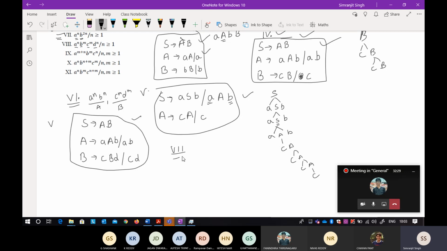The seventh question is a raised to power n, b raised to power 2n. Again n is greater than or equal to 1, so do not include epsilon in that. Just take a little care about it. Now what you do, you just take the starting symbol. You can do it in the starting symbol because we have already done a raised to power n and b raised to power n in the starting symbol. The only one thing included in the starting symbol will be b and another b. If you include it, it will always be twice of that.